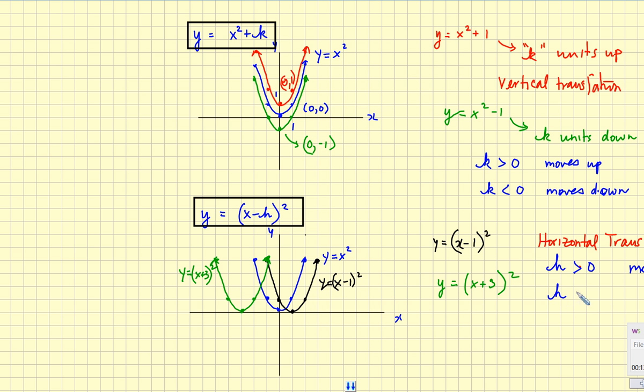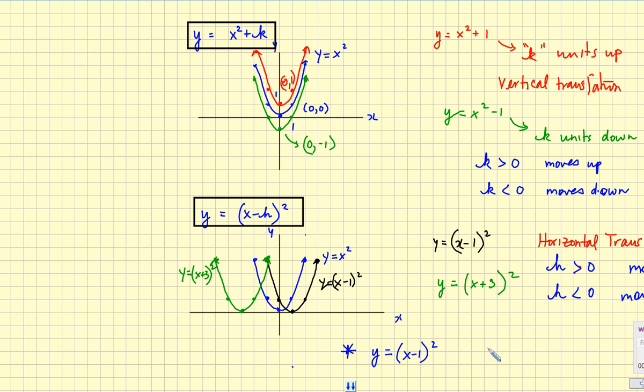If my value of h is less than 0, it moves to the left. Now that might sound like it's the opposite of what I've been telling you all along, but when you think about it, let's take the example of y equals x minus 1 all squared. I'm just going to put that down here. y is equal to x minus 1 all squared.